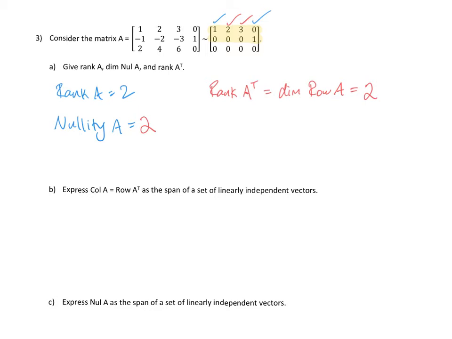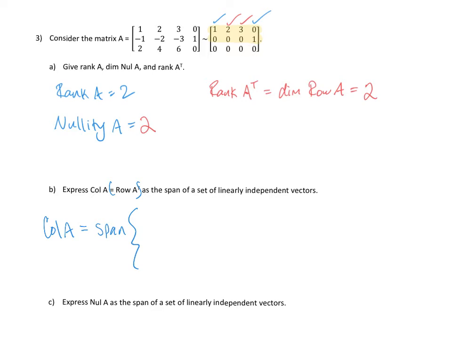Okay, express Col A, which is the same thing as the row space of A transpose, as the span of a set of linearly independent vectors. So this part is really irrelevant, I'm just going to put it in parentheses. Col A, express that as the span of a set of vectors that are linearly independent.